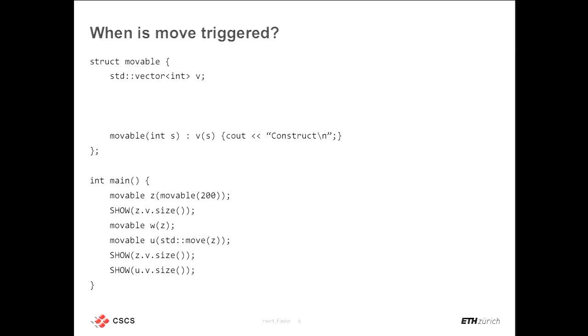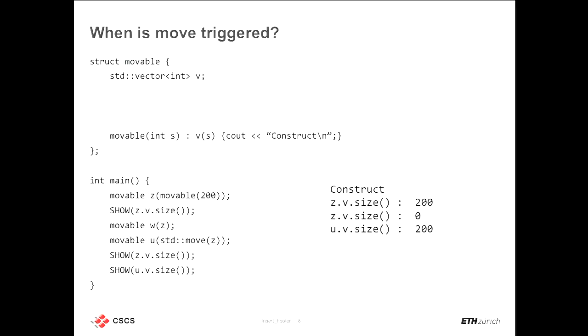Now, suppose we remove all the constructors. We keep only this guy here, only the constructor with the size. And we run the same code, then the output is this one. Of course, the move constructor doesn't print anything because there's no move constructor. But actually, the move is happening anyway. So we see the V size is 0 and the U size is 200. So this code behaves exactly as the other one.